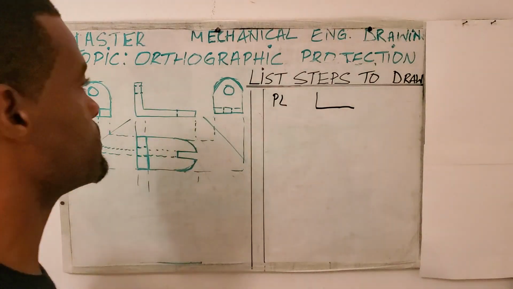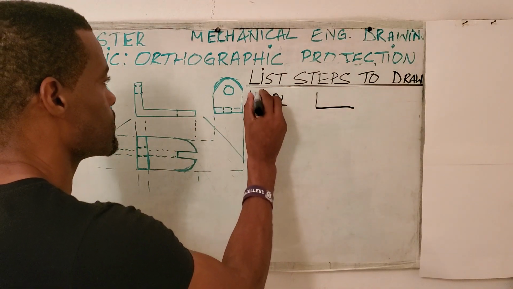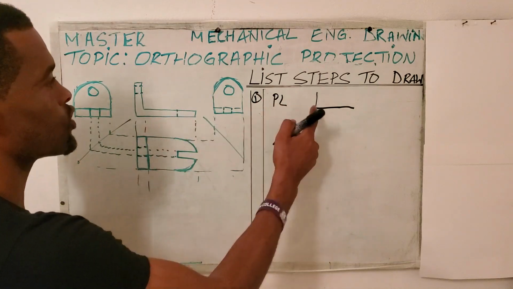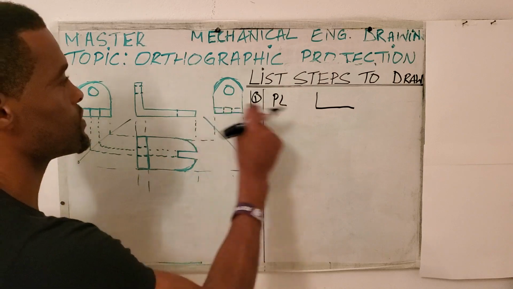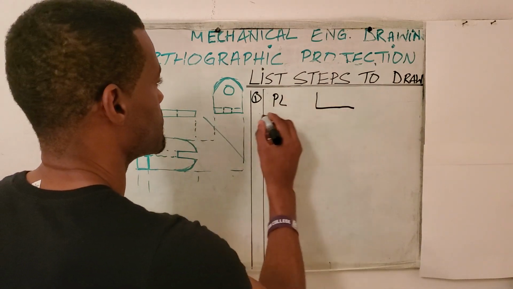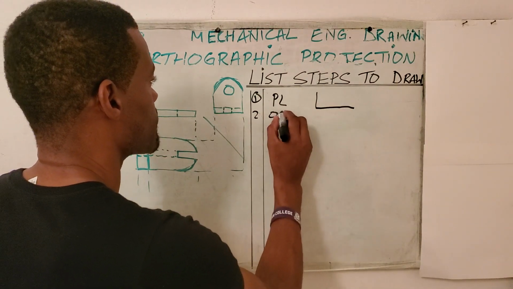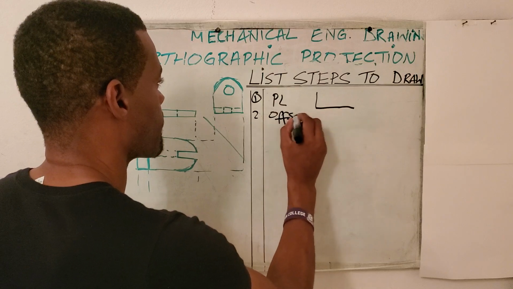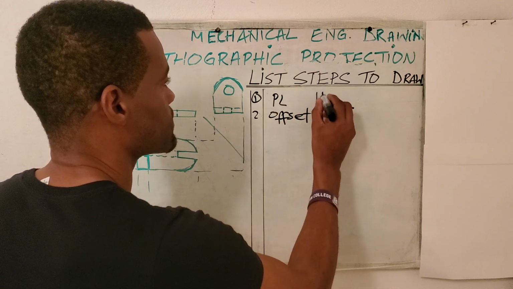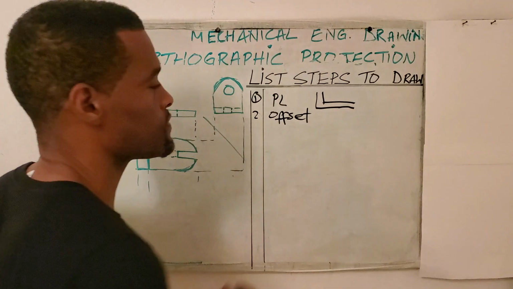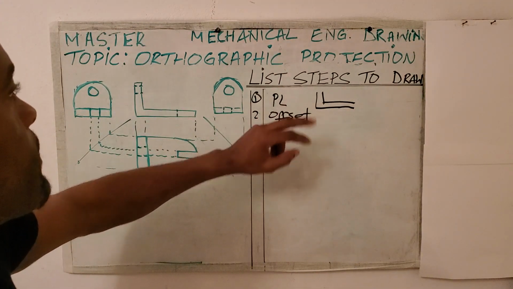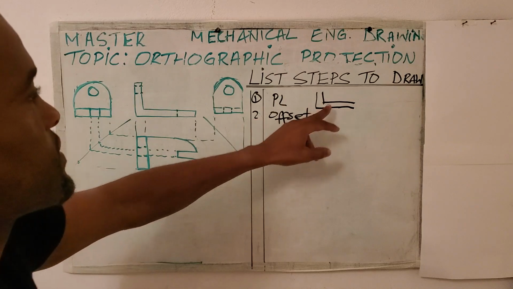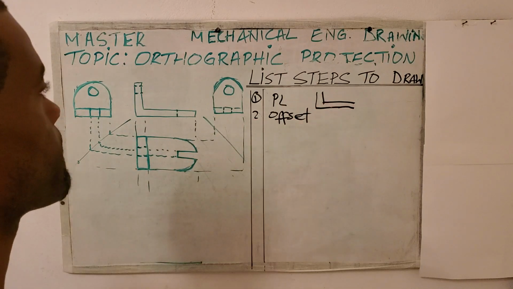The next step would be to offset this line at a distance of this value. So offset. Offset to get this. The second step would be to use polyline, PL. Second step would be to offset this to get that.